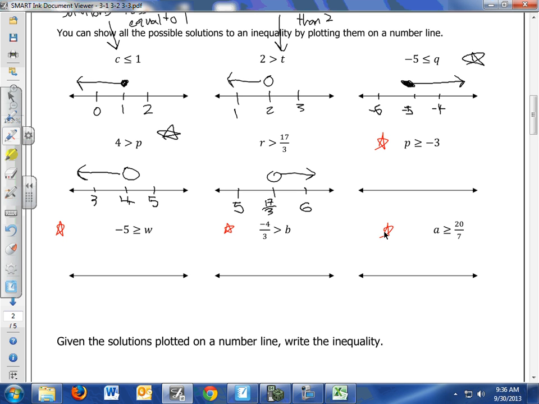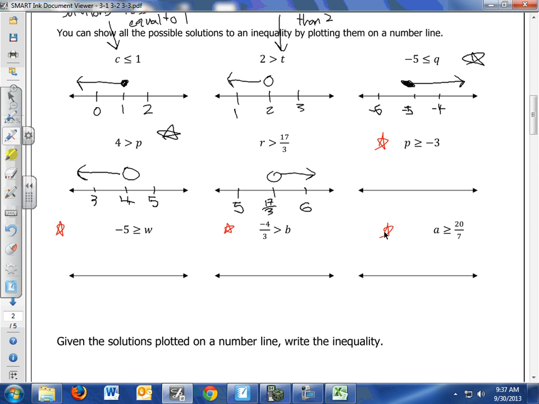So this should be between -1 and -2. -2 is smaller than -1. This is -4/3. -2 is smaller than -1.